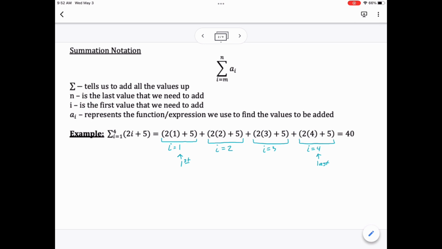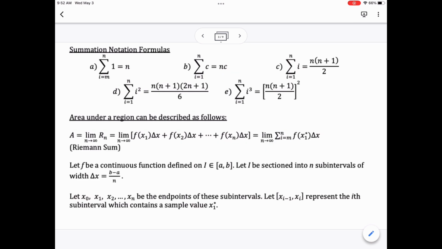Okay, so today we're going to be talking a little bit about summation notation with our definite integrals. So you have all the notation there. Summation notation, that little sigma just means you're adding all the values up. n is the last number you're adding, i is the first number, and so that many terms is what you're putting together. So there's a function in there.